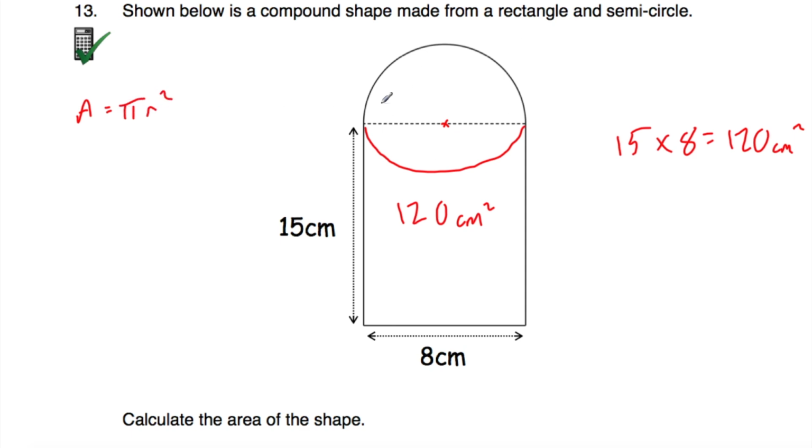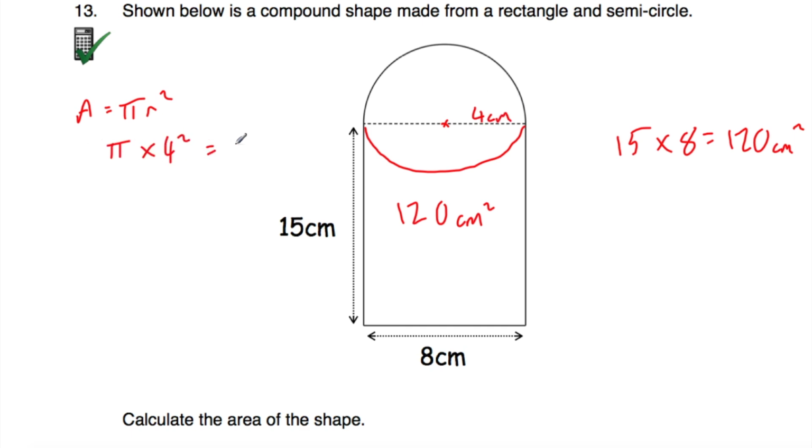So we're going to find the area of the whole circle by using pi r squared, and then divide by 2. And that'll be the area of the semicircle. So in terms of this, well, the diameter of the whole circle, well, the base of the shape is 8 centimeters. That means that this will be 8 centimeters. That means the radius will be 4 centimeters. So we're going to do pi multiplied by 4 squared.